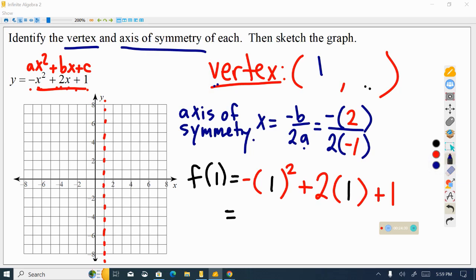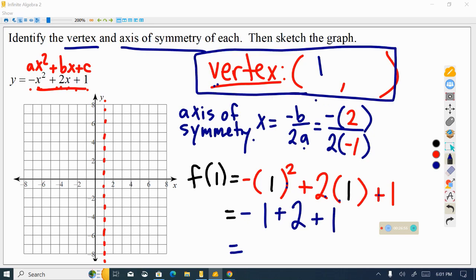So consider, what does 1 squared mean? We have this negative, and 1 squared means 1 times 1, and 1 times 1 is 1. Because this negative is outside of the parentheses, we have to leave it there, so this is going to stay negative. And then we have 2 times 1, which is 2. And then we have 1 plus 1.